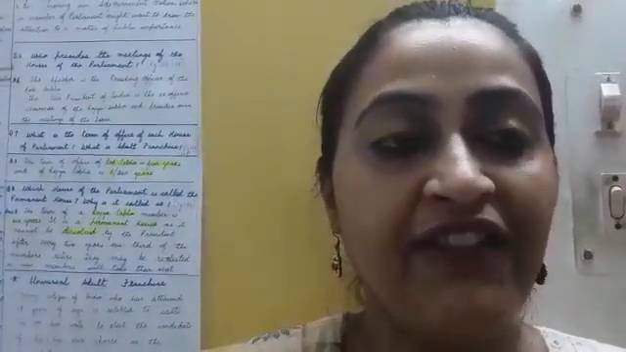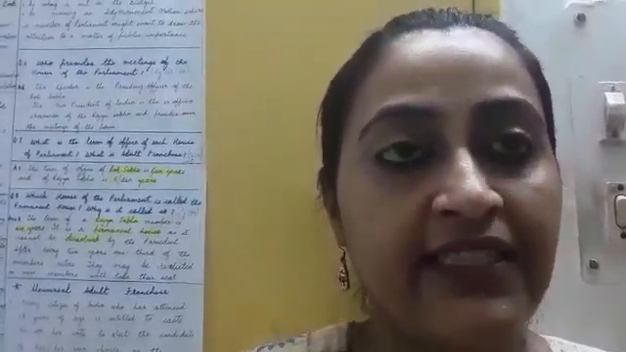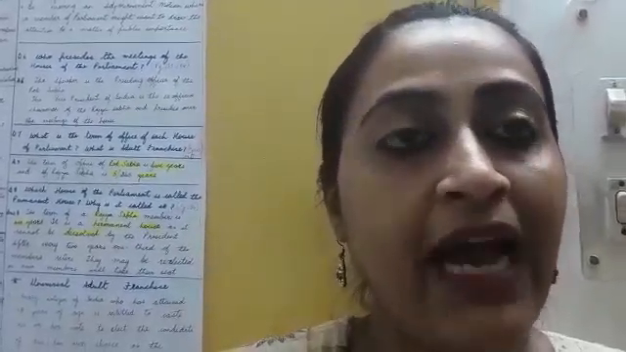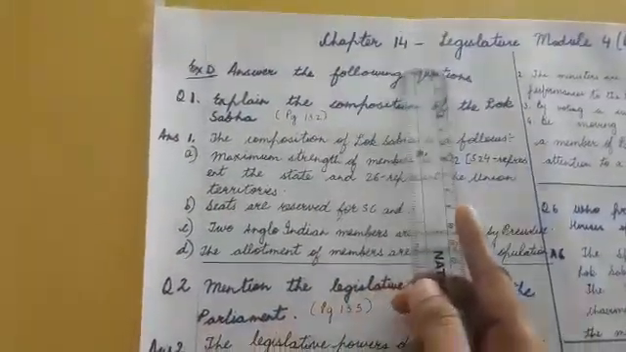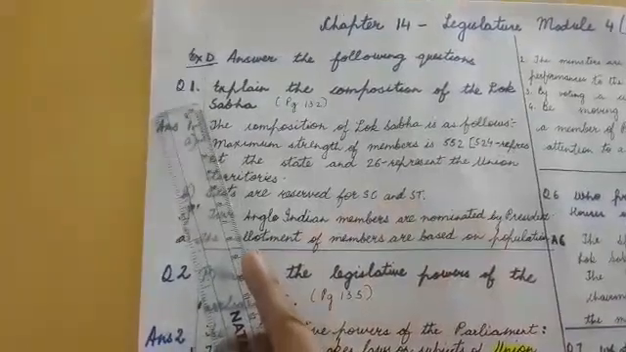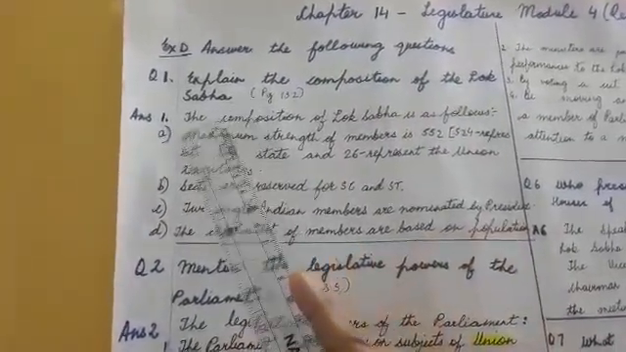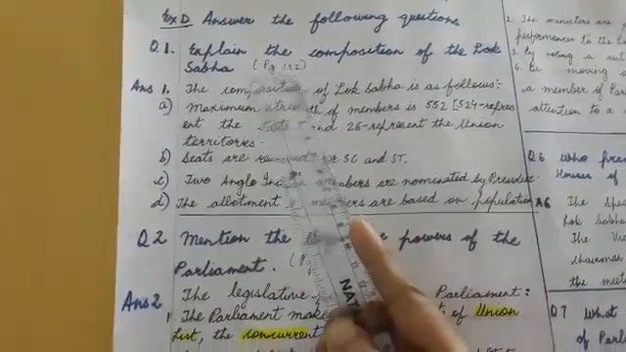As you all know, we have studied chapter number 14, Legislature. Let us now revise the chapter with the help of the question answers given at the back of the chapter. Exercise D. Answer the following questions. Question 1. Explain the composition of the Lok Sabha. The answer is on page number 132 under the topic composition.